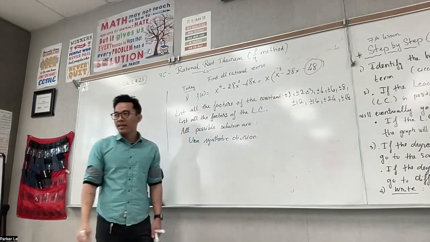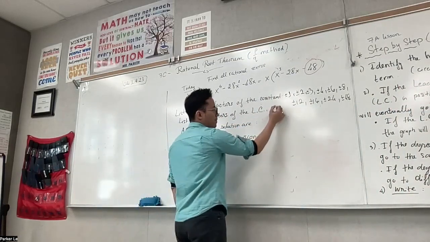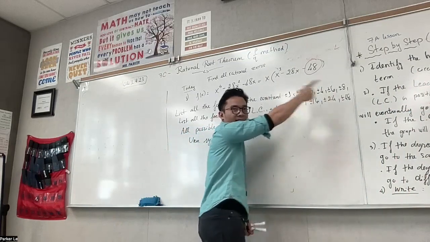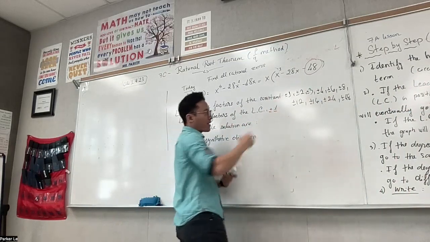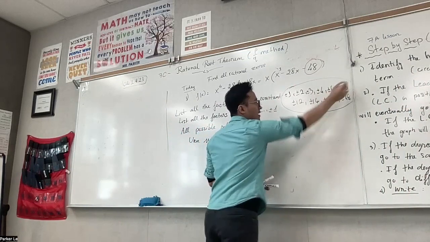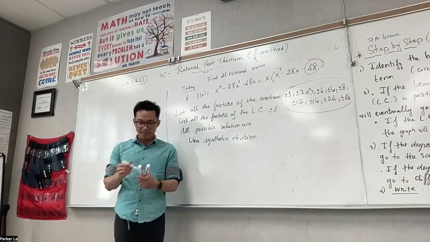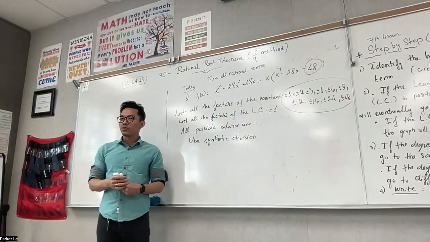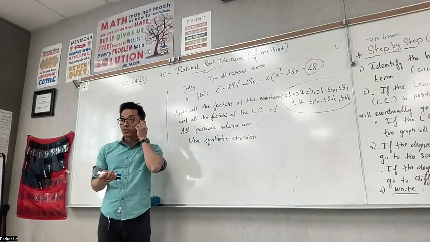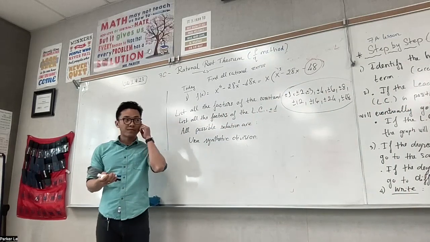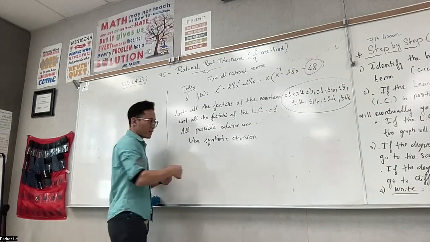What is the factor of the leading coefficient? LC is 1. So basically everything here. When the bottom is 1, everything here is a candidate. I'm just going to draw an arrow on it. Which one do you want to try first? 4? Okay, let's try 4.